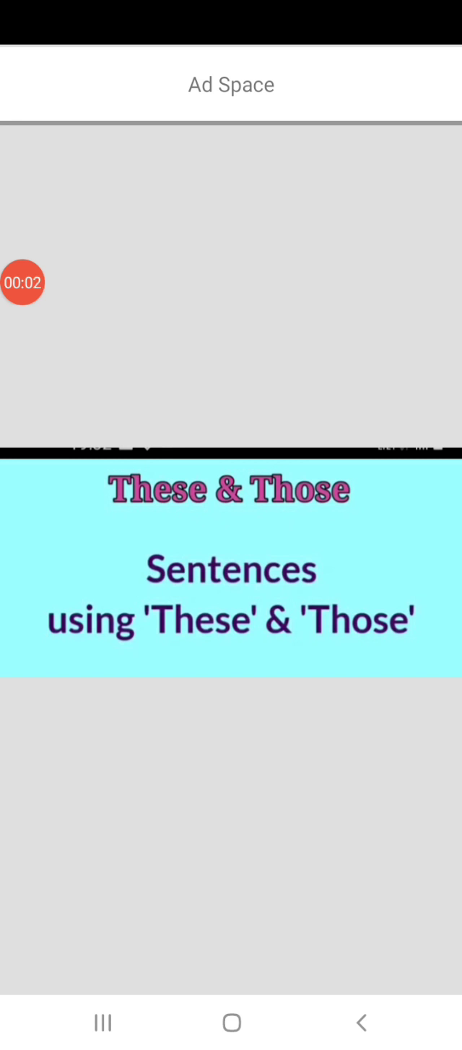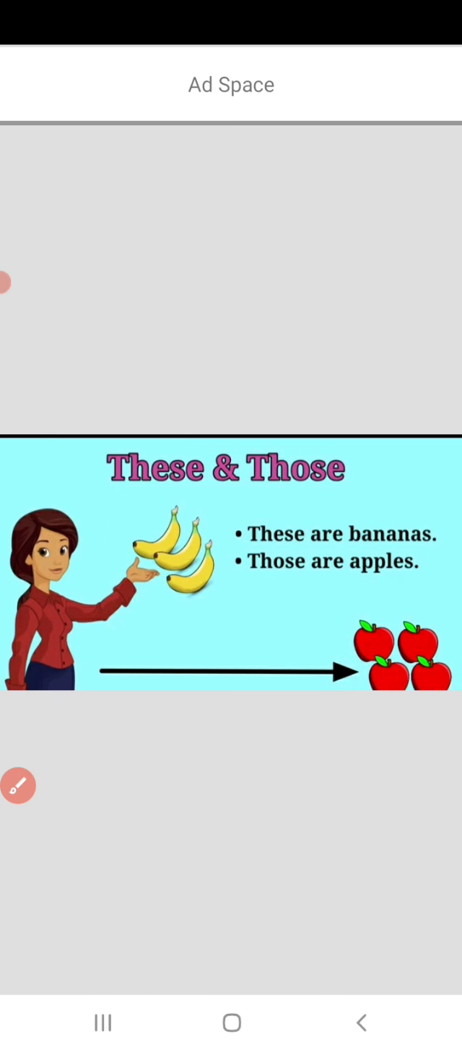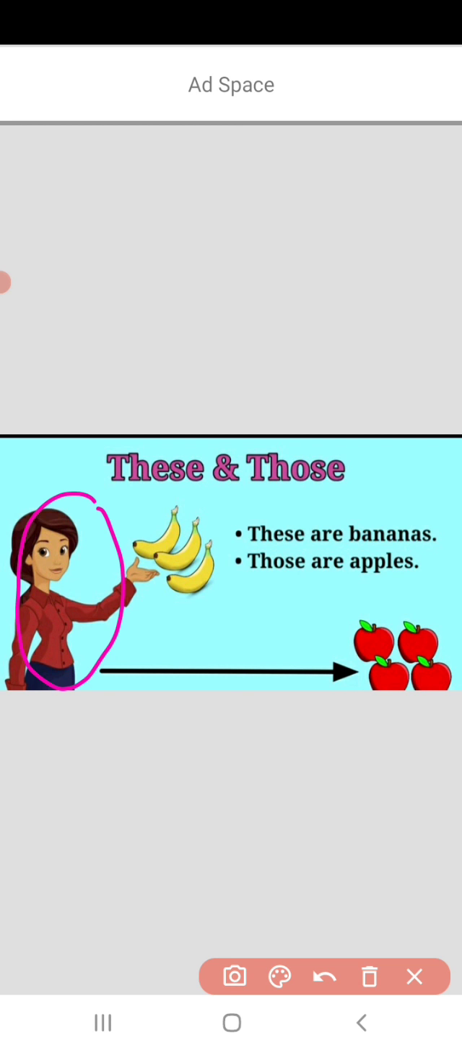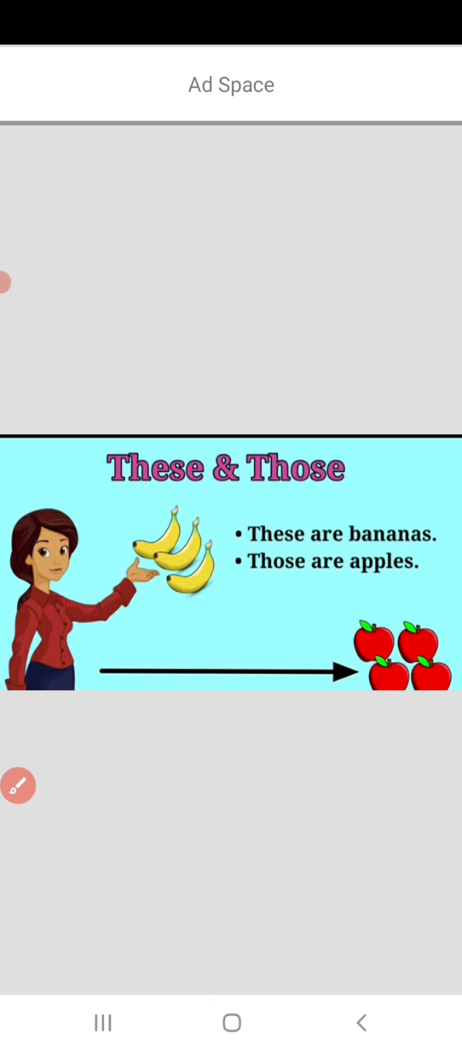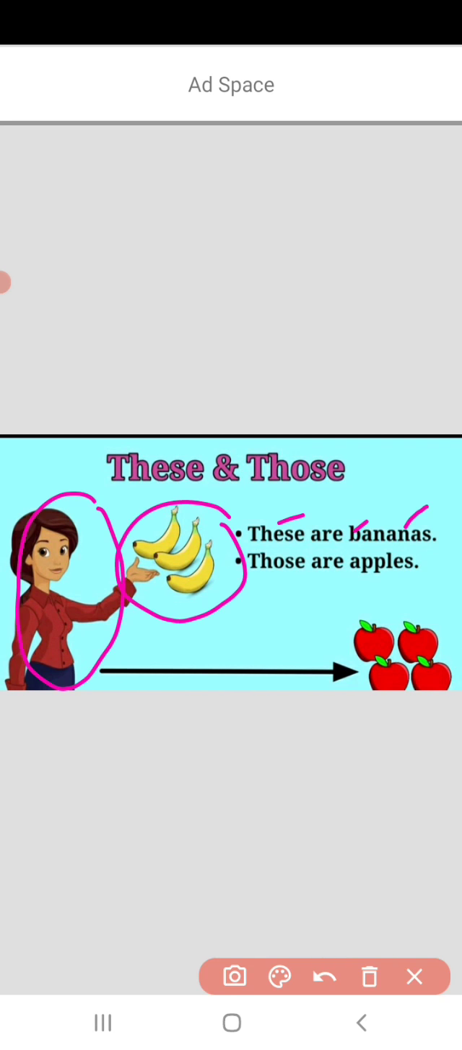Now we will learn how to use these and those in sentences. Children, this is a place where I am standing and here you can see bananas are near to me, right? And bananas are more in numbers. So we will write these are bananas, right? Here we are pointing to bananas. So these are bananas. Now in the second picture, here you can see there are apples, right?